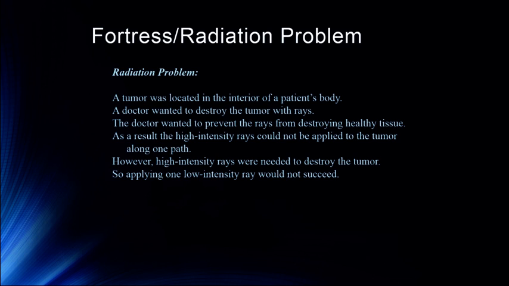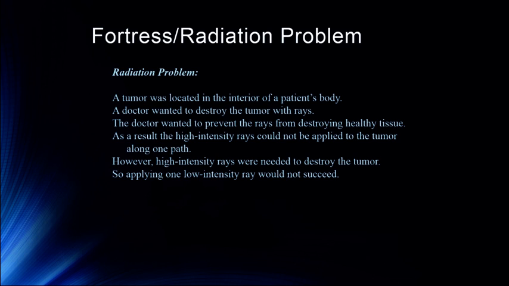So a tumor is located in the interior of a patient's body. The doctor wants to destroy the tumor with rays. The doctor wants to prevent the rays from destroying healthy tissue. As a result, the high-intensity rays could not be applied to the tumor along one path because it would damage the tissue. However, high-intensity rays were needed to destroy the tumor, so applying one low-intensity ray would not succeed.